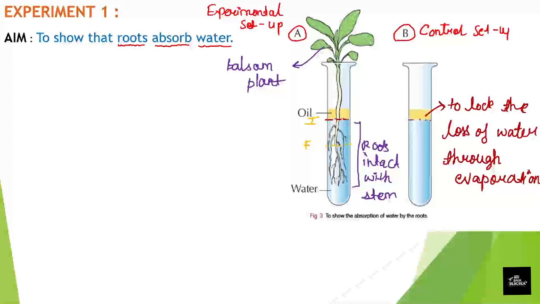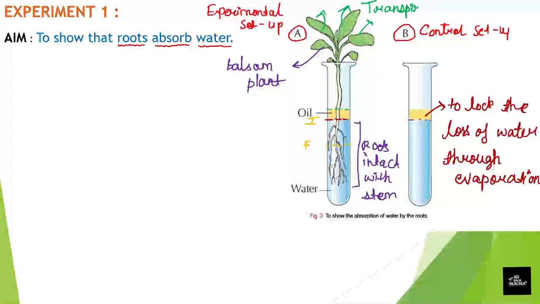What inference can we draw from this observation? We can easily say that water is absorbed by the roots. Why can we say that water is not lost through evaporation? Because we have already sealed the surface of the water with oil. We have already put oil in this particular beaker to seal, to lock the removal of water through evaporation. So the only way left is transpiration, that is from the leaves. Transpiration might have taken place.